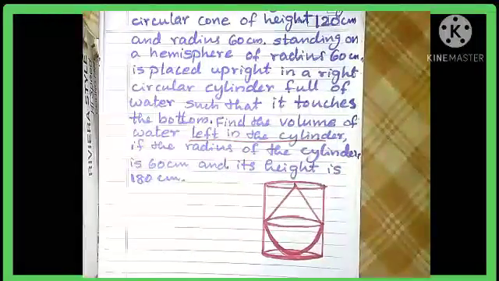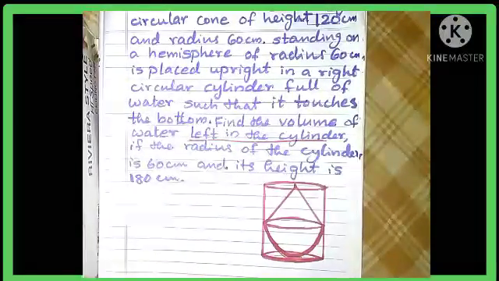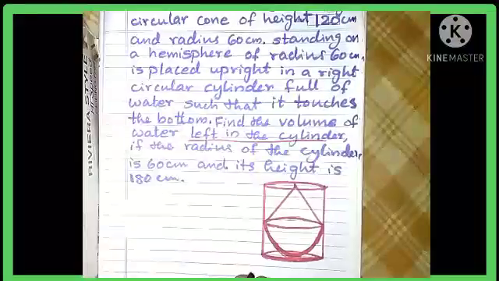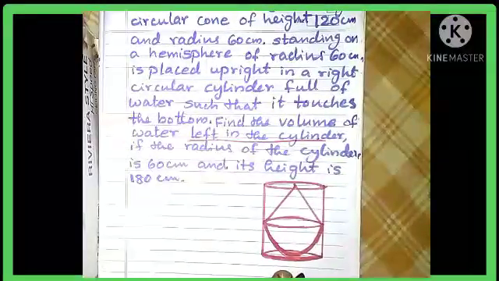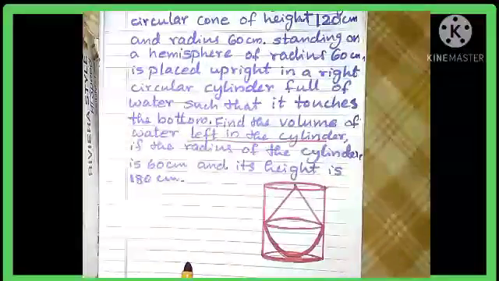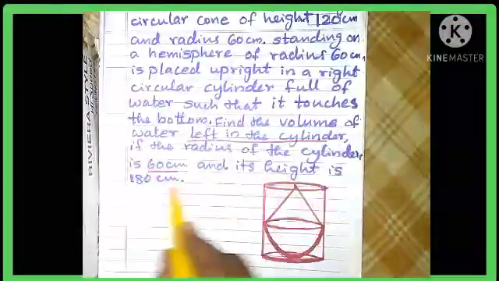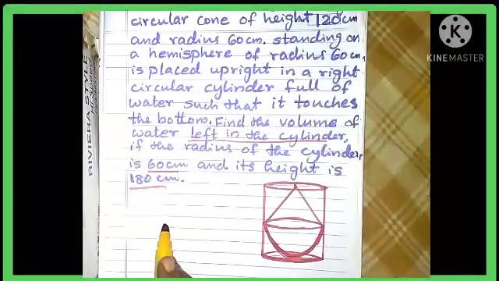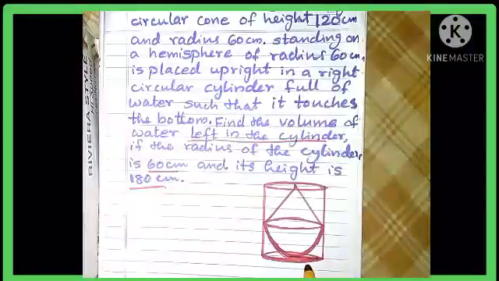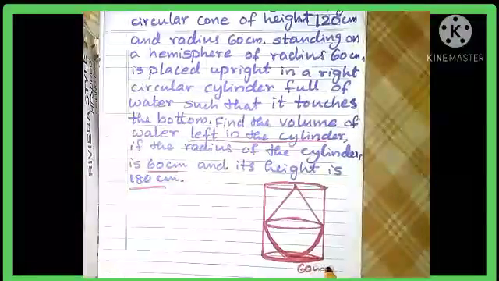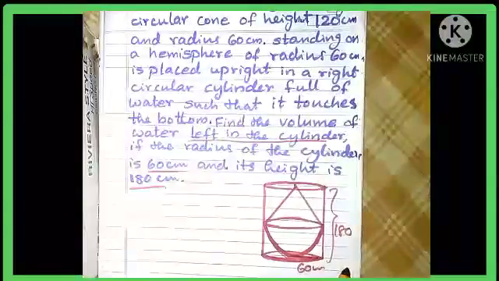Volume of water left in the cylinder. So first we can find the volume of the cylinder. Okay, so because the cylinder is full of water, the volume of water we can find is the volume of the cylinder, and the measures are given. See, the radius of the cylinder is 60 centimeters and its height is 180 centimeters. Understand? So here it is the radius of the cylinder which is 60 centimeters and the height is given as 180 centimeters.